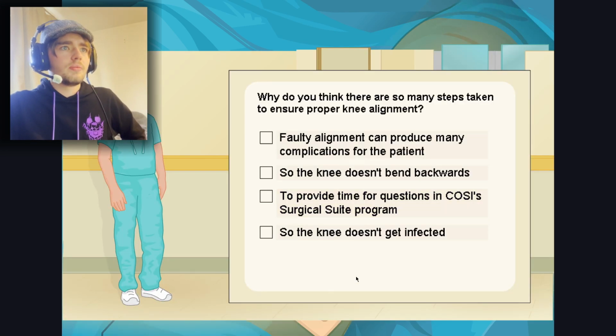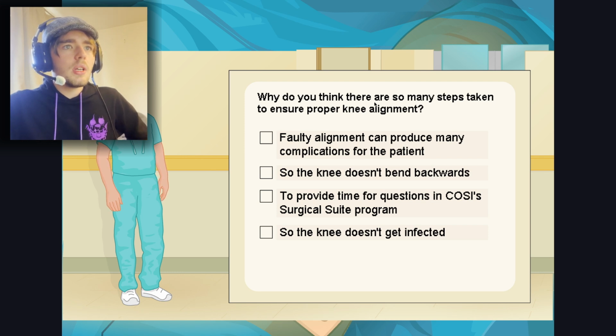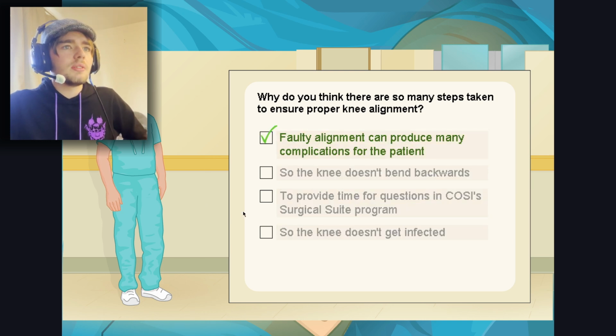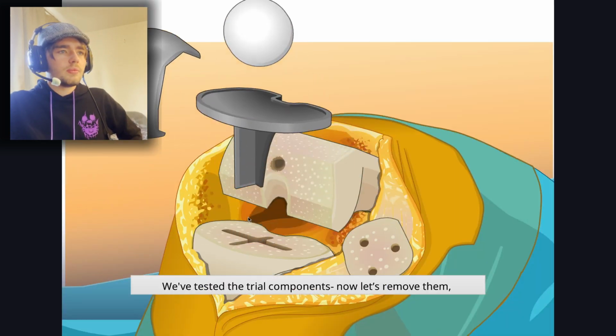Good. Why do you think there are so many steps taken to ensure proper alignment? Faulty alignment can produce many complications for the patient. Definitely that. So the knee doesn't bend backwards. Good. We've tested the trial components.